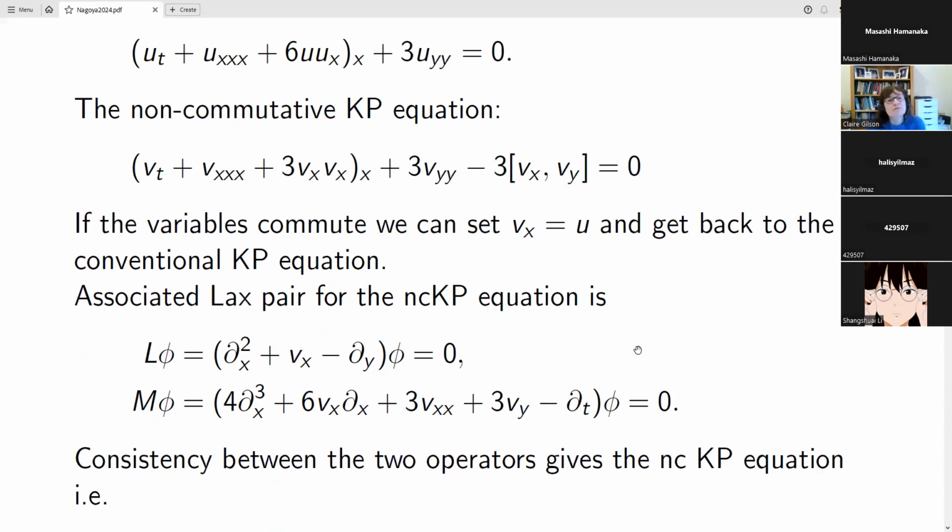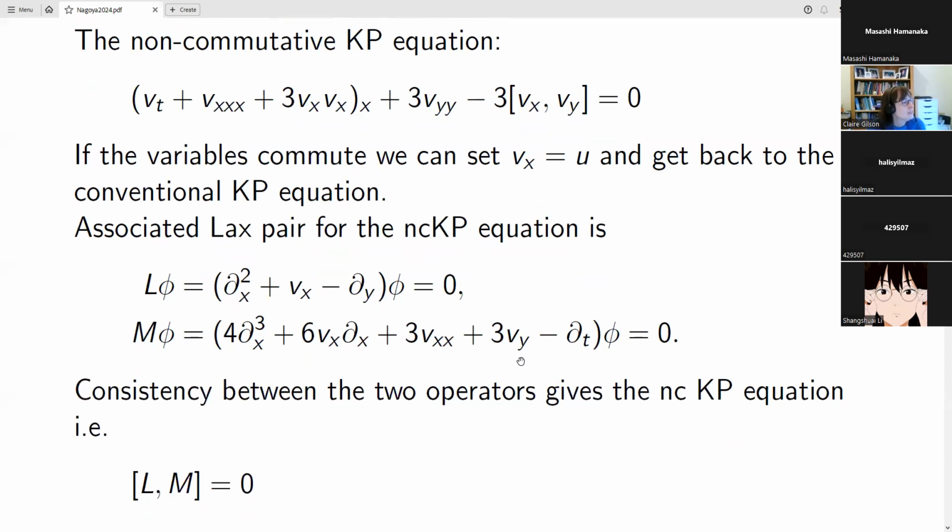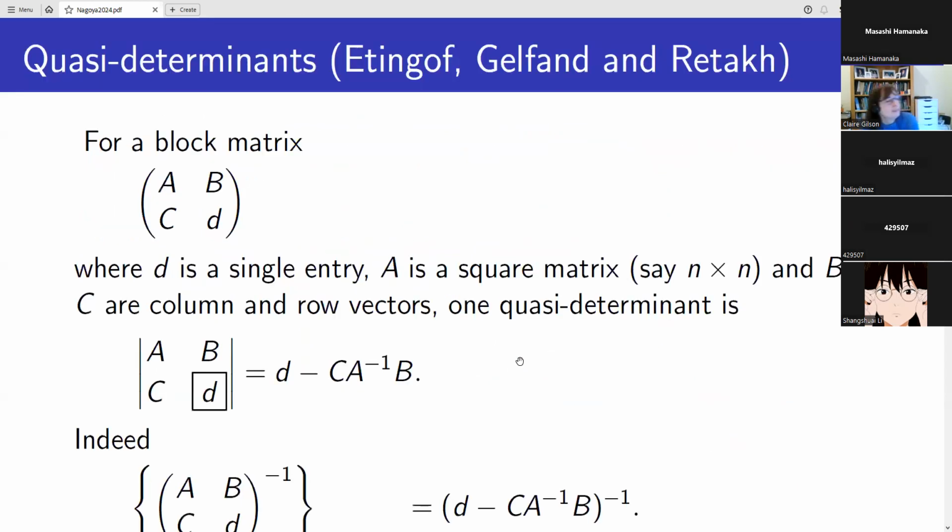Like normal commutative equations, it's got an associated Lax pair, and here it is sitting down the bottom. It's not really significantly different from the KP, except we just keep the order of everything. Right, so let's say a little bit about quasi-determinants.